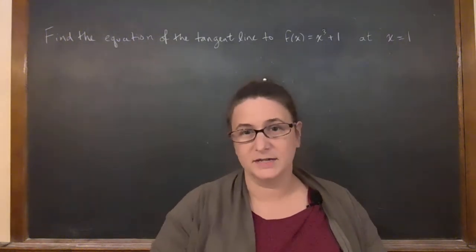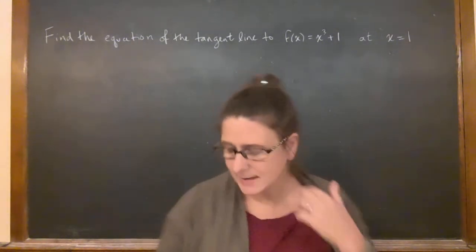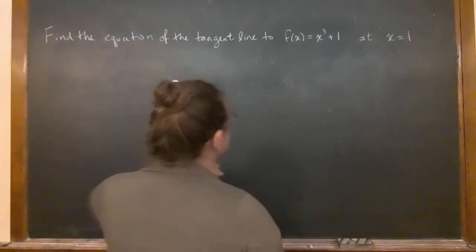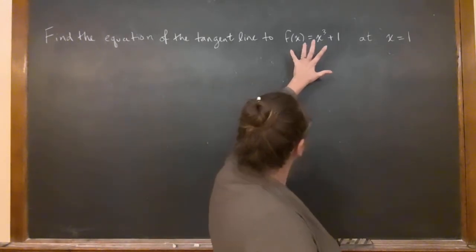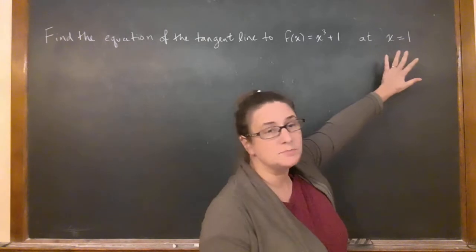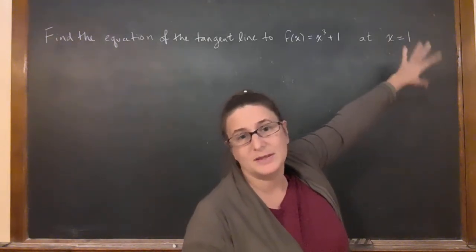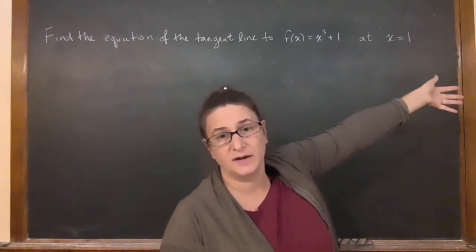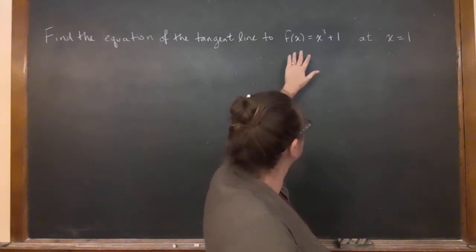So here we go, tangent line to a curve. Okay? This is my curve, and I want to find the equation for the tangent line at this point. So they've only given me the x coordinate of the point. I can easily find the y coordinate. I just plug it in here, right?